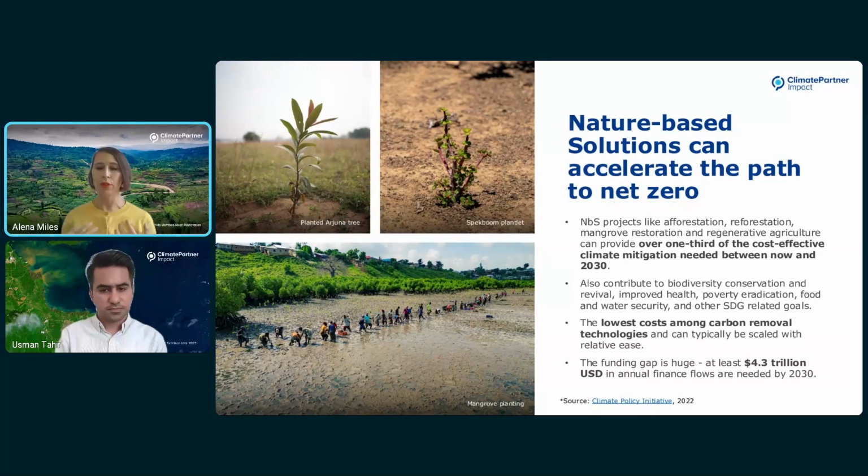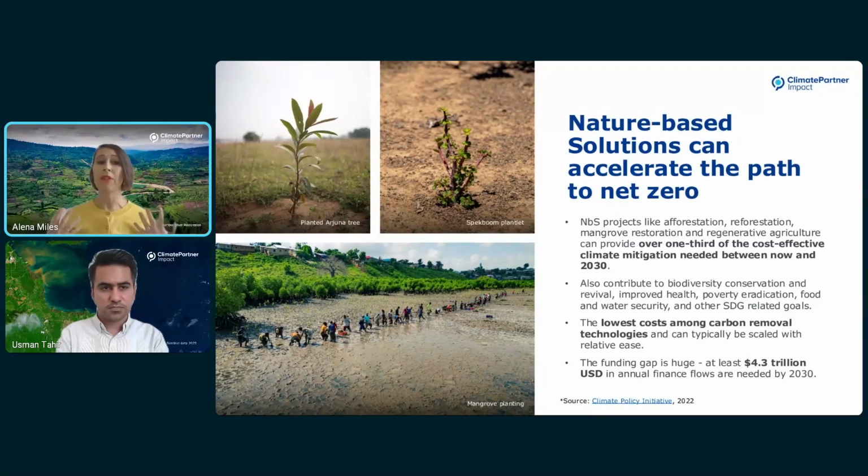It's basically projects such as afforestation, blue carbon, regenerative agriculture, projects that use nature to solve some of the biggest problems that we're currently facing today. And these solutions alone can provide a third of the cost-effective climate mitigation that we need between now and 2030.